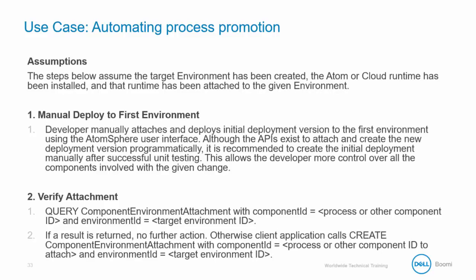The second step would be to verify the attachment. So you can use the query operation of component environment attachment with a component ID equal to that particular process and the environment ID equal to the target environment. If a result is returned, no further action is required. Otherwise, the client application calls the create method of component environment attachment with a component ID equal to that particular process ID and the environment ID equal to the target environment ID.